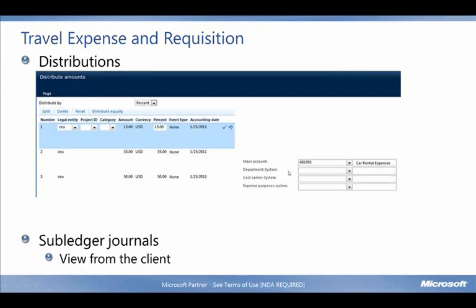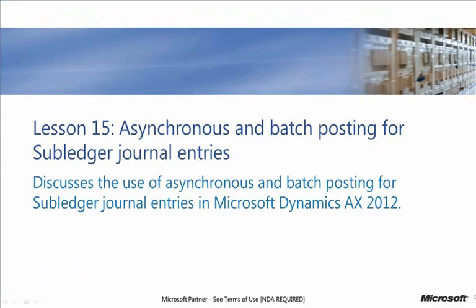For both the travel expense and travel requisition forms, subledger journals will be available to be viewed from within the client when approving the travel transactions. Lesson 15 further discusses the use of asynchronous and batch posting for subledger journal entries.